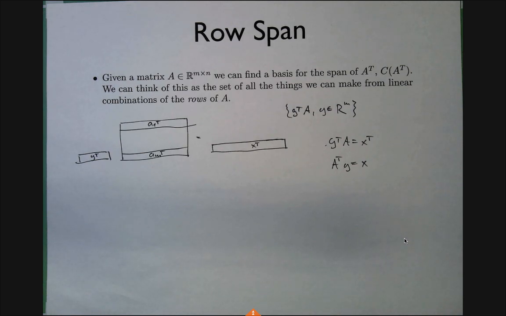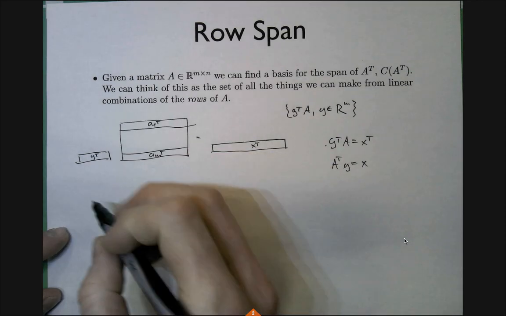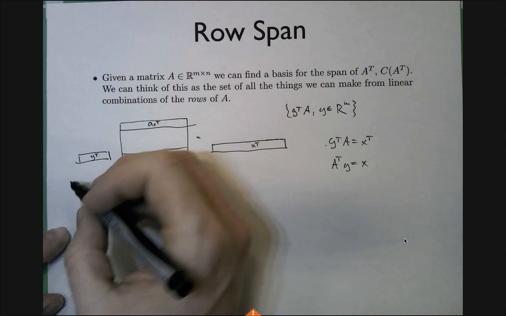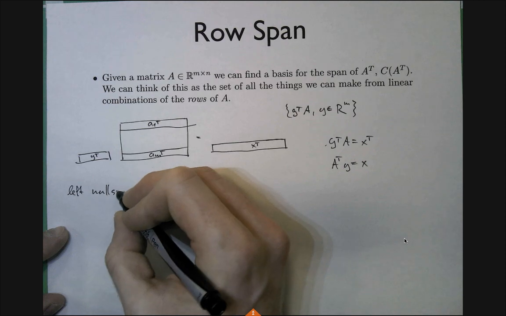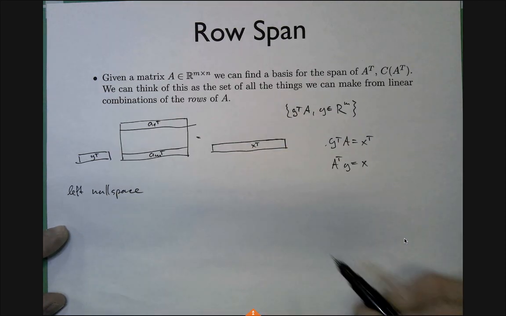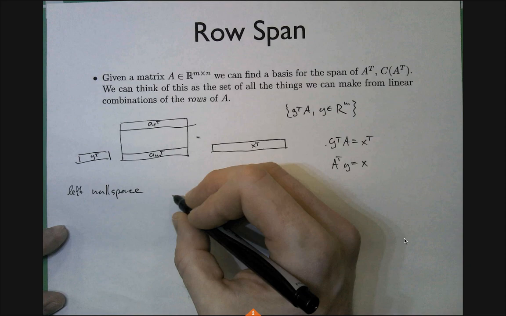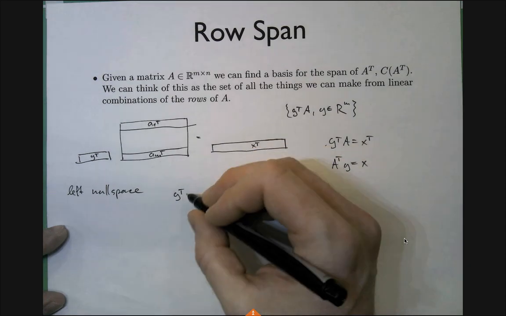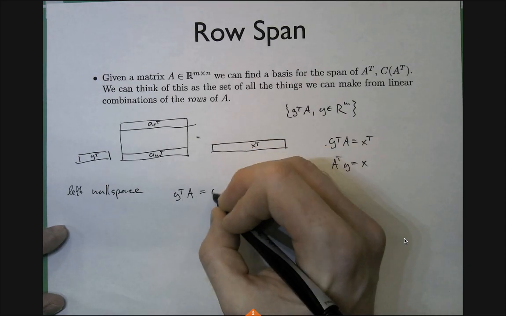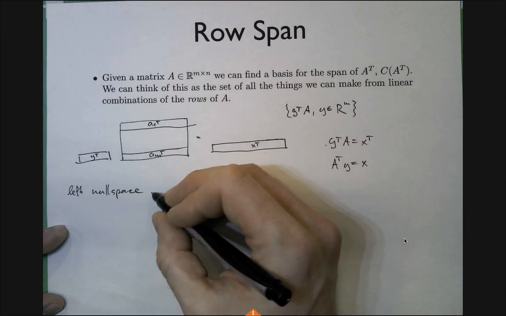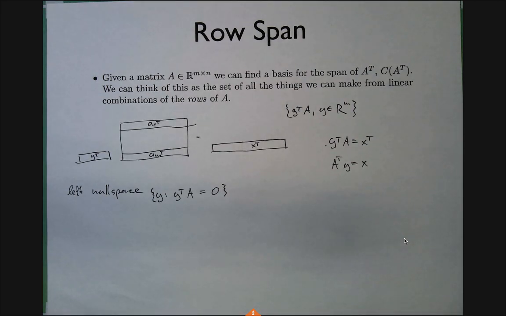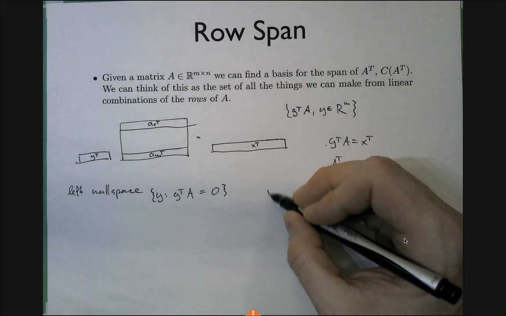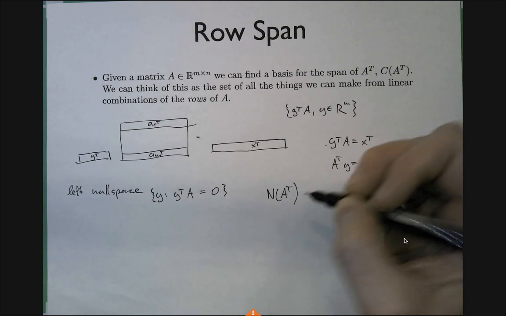And the final, I guess I'll just write it here. The fourth fundamental subspace is called the left null space. And that's a similar idea as the null space, but again applied from the left. So this would be all vectors y such that y^T A equals 0. That would be the left null space. And it's actually nothing else but the null space of A transpose.